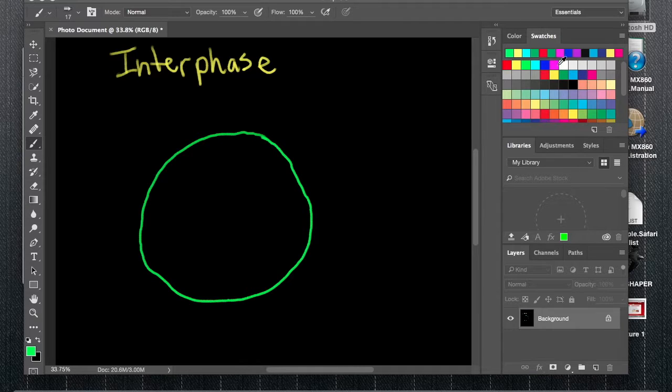So here is our parent cell, and within the parent cell, we also need to include the genetic material that will be duplicated and then passed onto the daughter cells. The genetic material is called chromatin, and when found in long strands is also known as chromosomes. These chromosomes are housed within the nucleus, which is surrounded by a membrane known as the nuclear envelope.